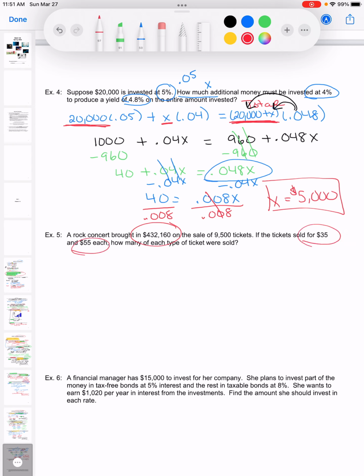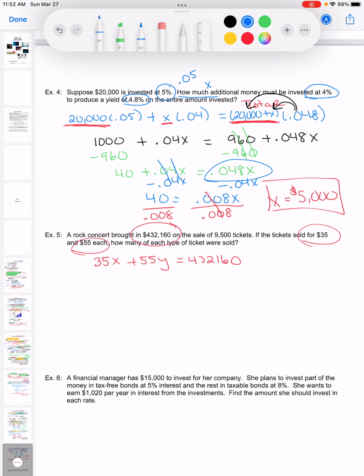So I'm at a rock concert, and there are 2 types of tickets. So I'm going to have 2 variables for a second. I'm going to have a variable with the $35 and a variable with the $55. And that's going to be equal to the total amount of money. Notice all of those had money as their units.